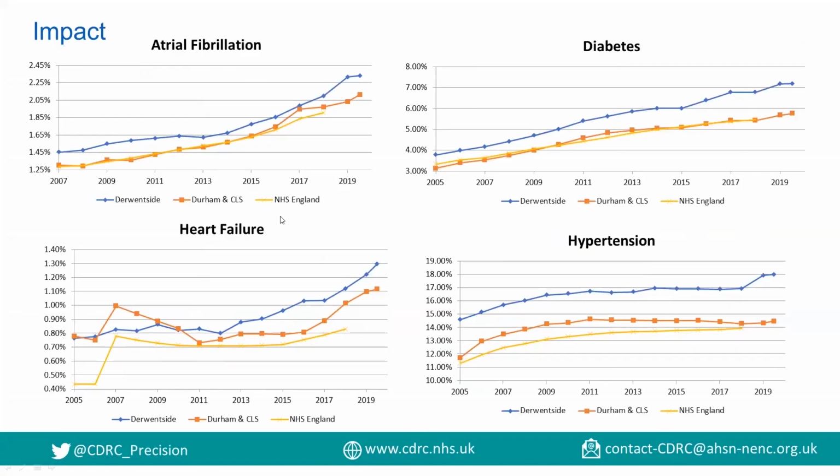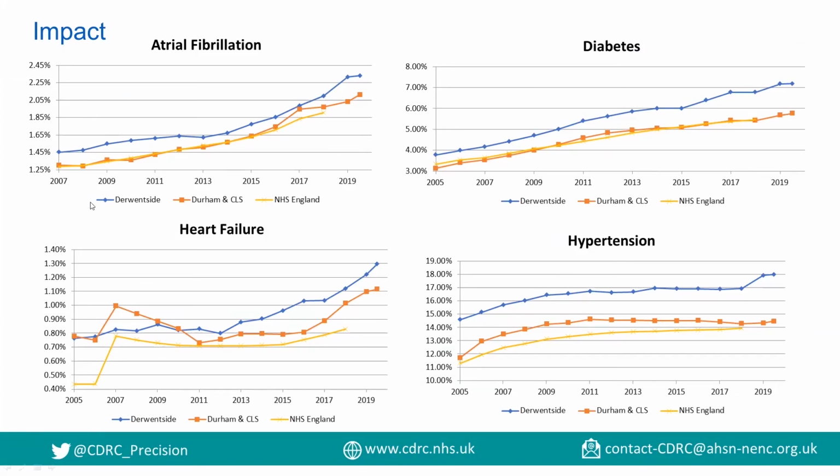I'll just finish with some examples of the impact of these sorts of approaches, where we're trying to integrate these different interventions, looking at systematic reviews, data quality, and opportunistic assessment of patients, and show you the impact on the prevalence of these four conditions in our local area.